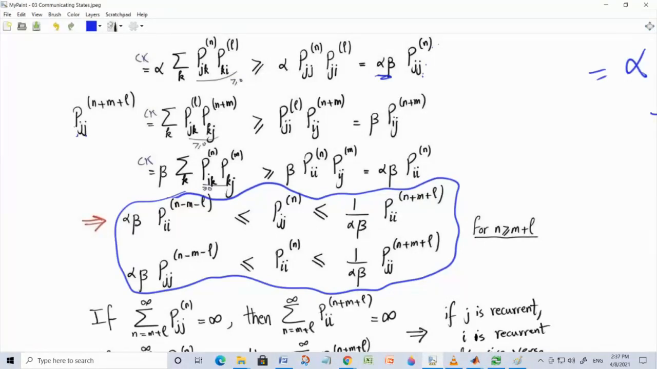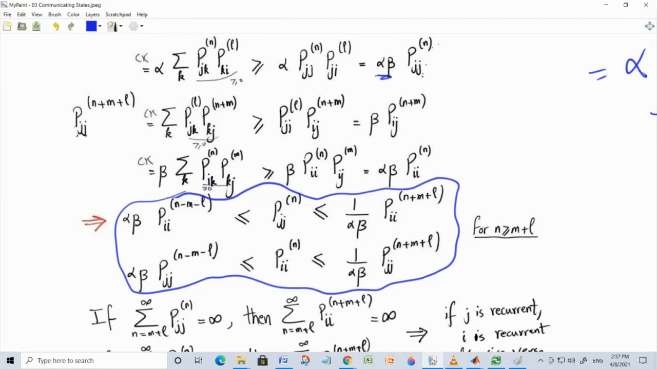You may say, then what? Those are just upper and lower bounds. Then what? What conclusions can we make right now? Okay, what are the conclusions?